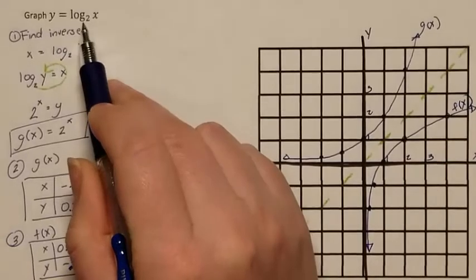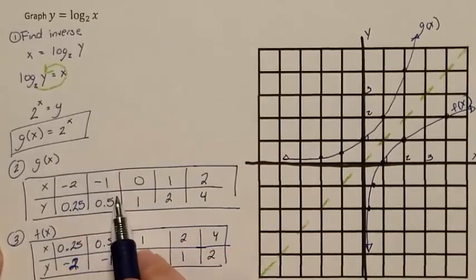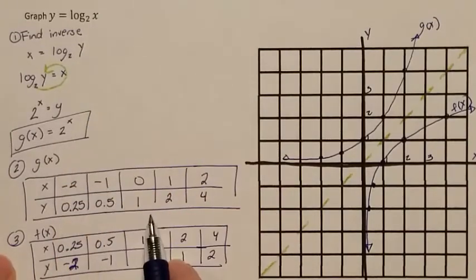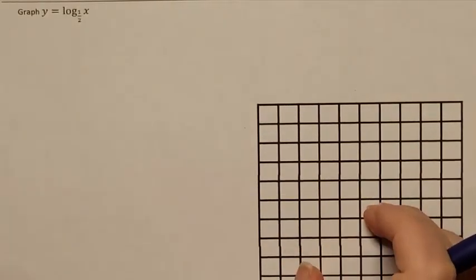And here is my f of x function. So I was asked to graph this. I have no idea how to graph this, so I found the inverse and its table, then switched the x and y's and found f. So I had to go through this process to be able to graph f. There's one problem left on the page for independent practice. Please do this on your own.